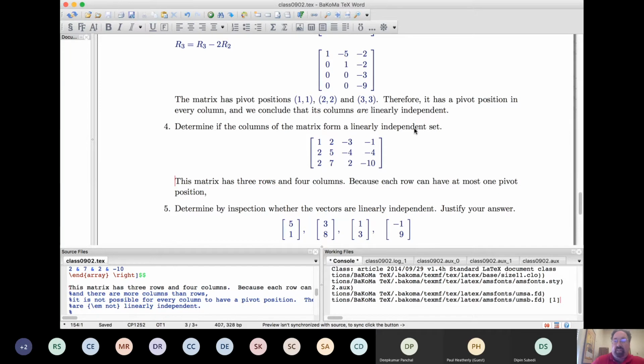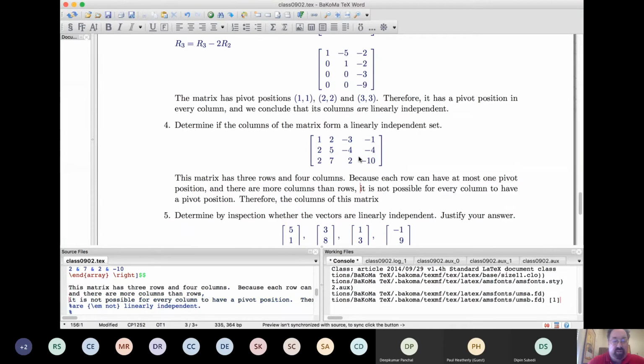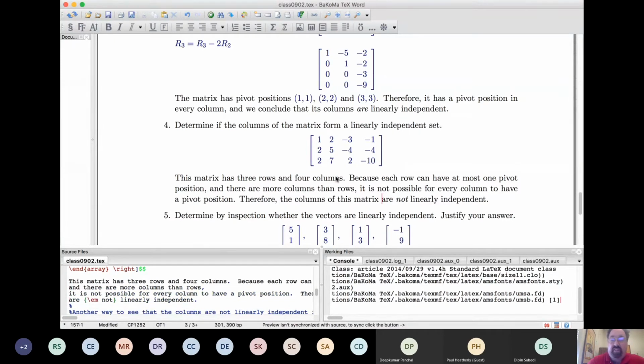Now, to be linearly independent, every column, all 4 columns, have to have a pivot position. But every row can have, at the very most, 1 pivot position. So anytime you have more columns than rows, you can't have a pivot position in every column. So if you have more columns than rows like this, so a shorter but wider matrix, then you can conclude immediately the columns are not linearly independent.